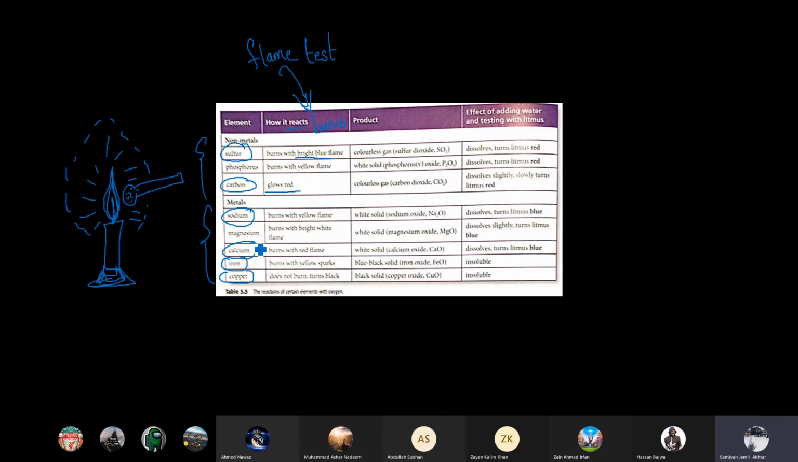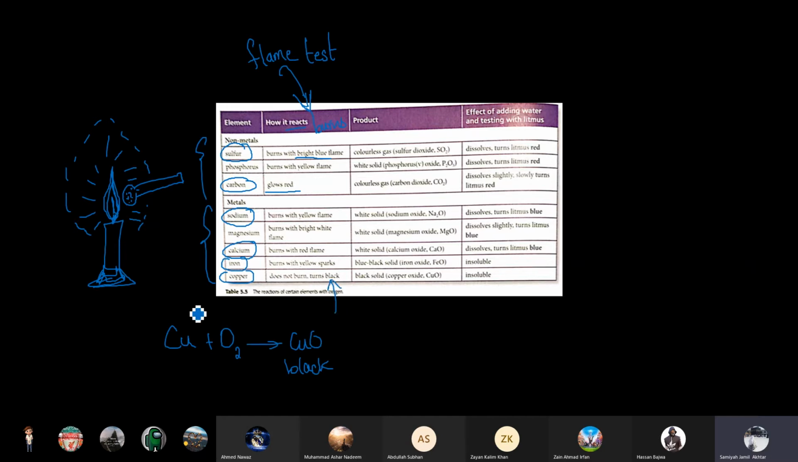If it comes to giving an example of a flame test, how metal burns or how non-metal burns, you should know the colors of them. For some of them: sodium with yellow flame, calcium with red flame, iron with yellow spark, and copper does not burn, it only turns black. When we burn copper, it does not actually burn, it starts reacting with the atmospheric oxygen and forms copper oxide powder, which is black in color. So it does not burn, it just reacts with oxygen to form copper oxide. So it turns black.